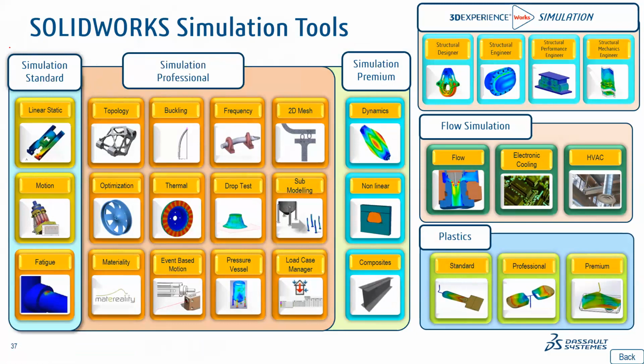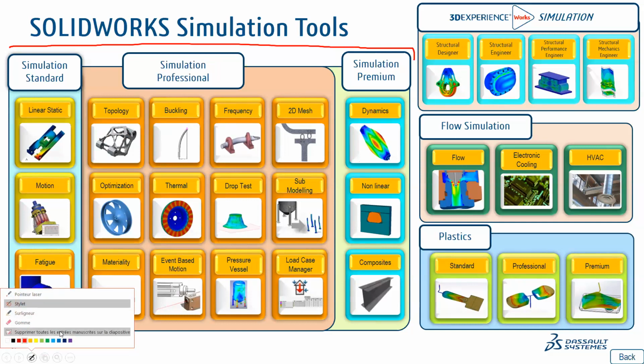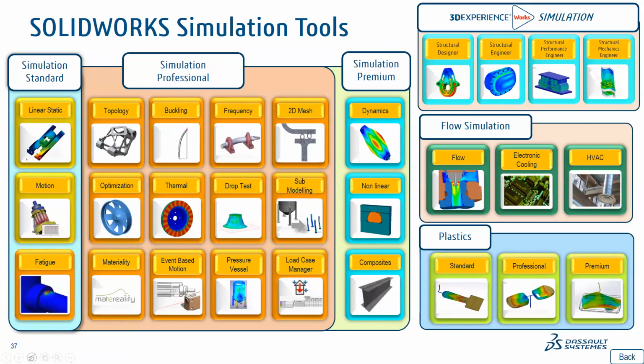So these products are SolidWorks Simulation to do some structural simulation, and also to do a little bit of motion and kinematics. So you can see that with this type of product, we can cover a lot of types of simulation. With the first package, SolidWorks Simulation Standard, you can do what we call static linear simulation.